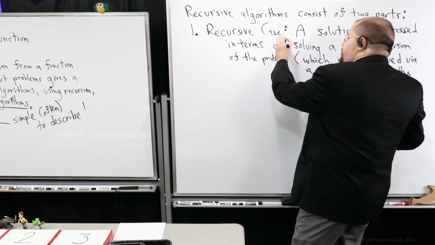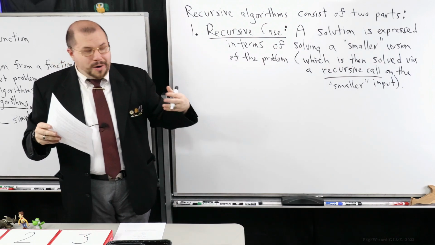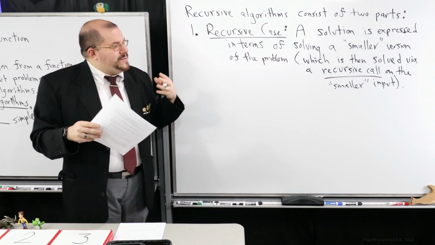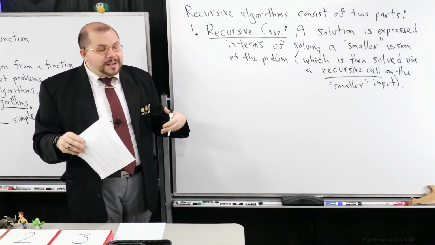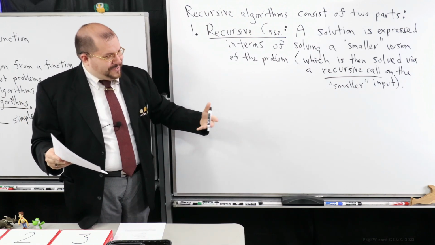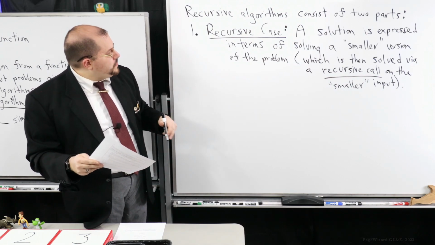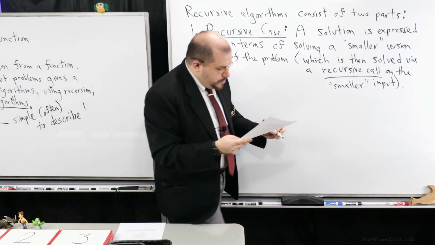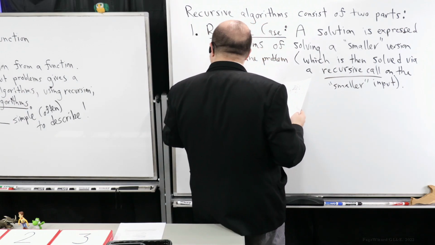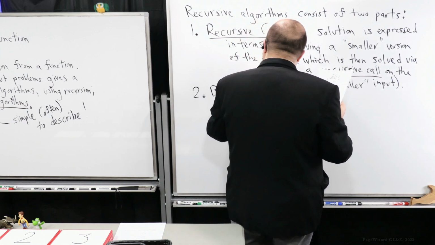So we have this recursive case. These are going to be the situations where you call the algorithm on itself, right? You're going to solve a smaller version of the problem. And then the other part is when you know how to solve the problem directly. The base case, and you may have multiple base cases.